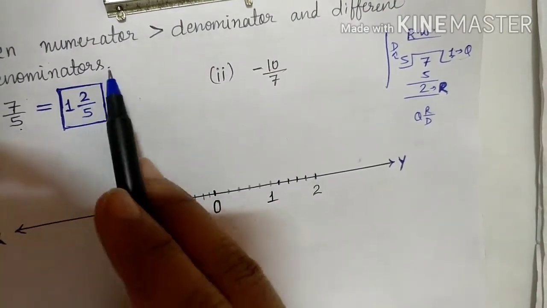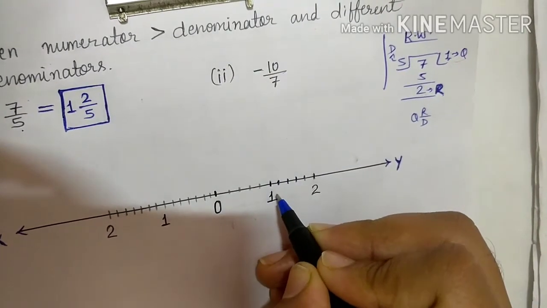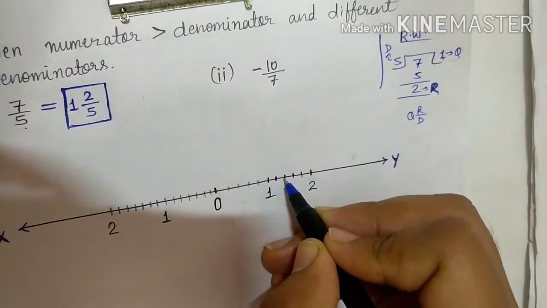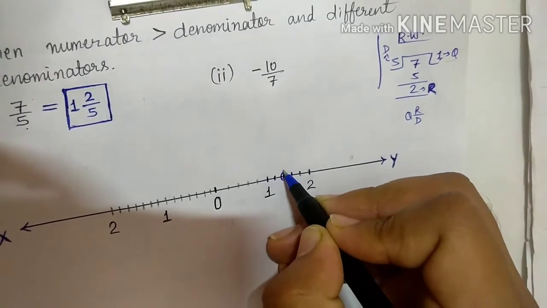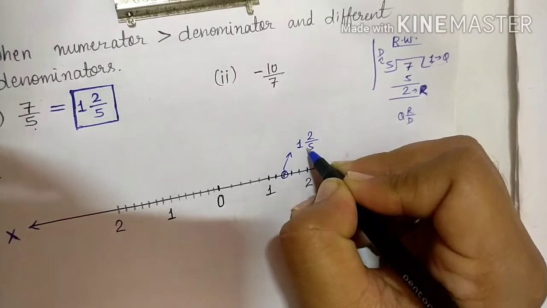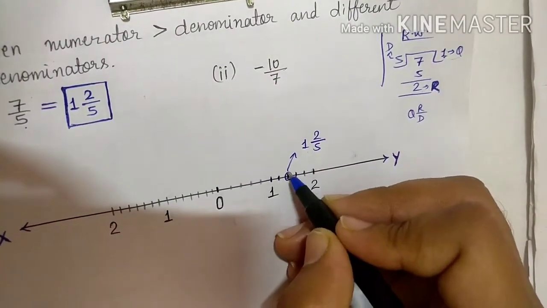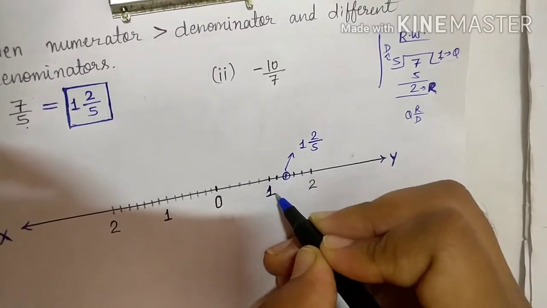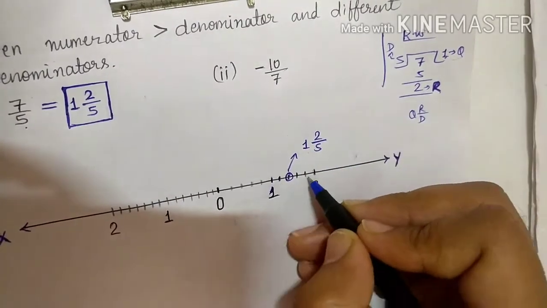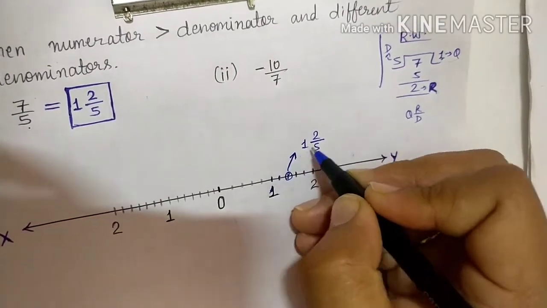Now what do we have to show? 1 2 by 5. So 1 is there. Okay, this is the 1. 2 by 5, so I will count after 1. 1 2. This point is showing what? 1 2 by 5. Okay, 1 2 3 4 5. So this is the 1. Which part? Second part, out of how many? 5 equal parts I have shown here. So this point is showing 1 2 by 5.